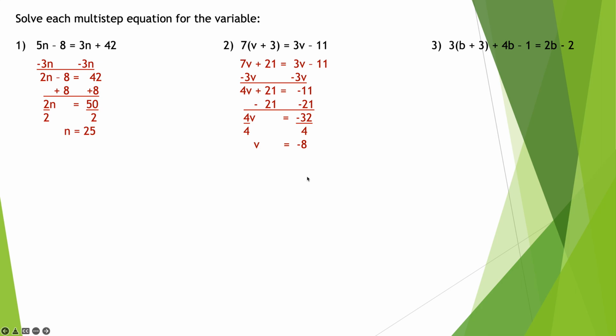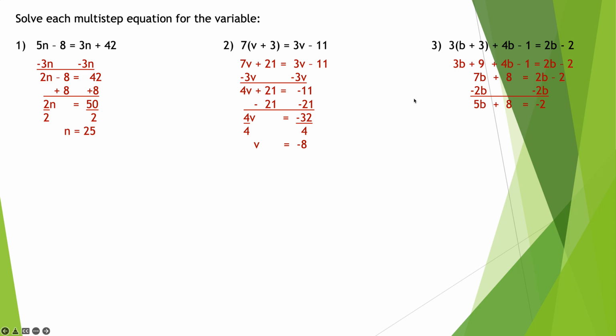Number 3, as I said, always a good idea to distribute right away. 3b plus 9 plus 4b minus 1 is 2b minus 2. Let's collect everything that's alike on the same side by combining like terms. Same side, same operation. 3b's and 4b's make 7b's. 9 and negative 1 make 8. So subtracting 2b's from both sides, I get 5b plus 8 is negative 2.